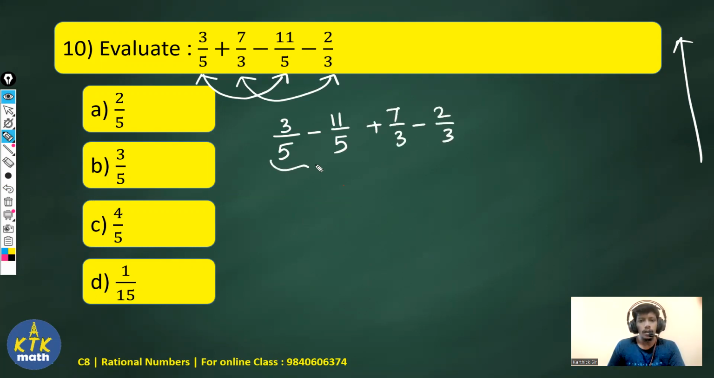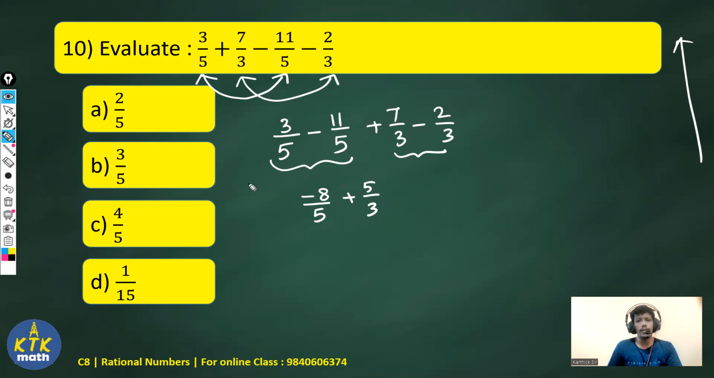So solve it. What I'm going to get: 3 minus 11 is minus 8 by 5. Now solve this: 7 minus 2 is 5 by 3. Denominator the same means I can directly do addition or subtraction with the numerators. That's what I have done there.